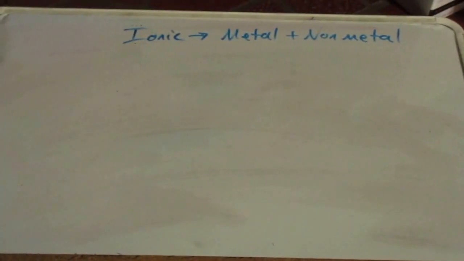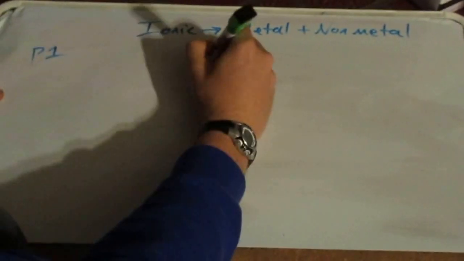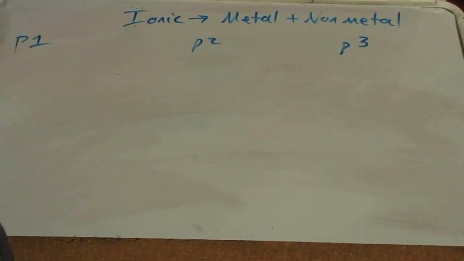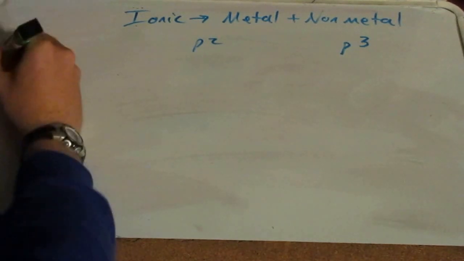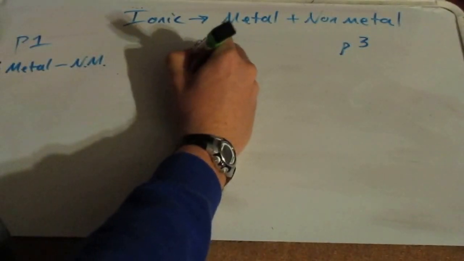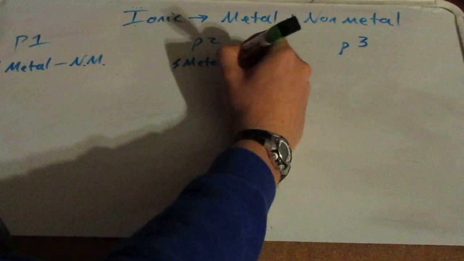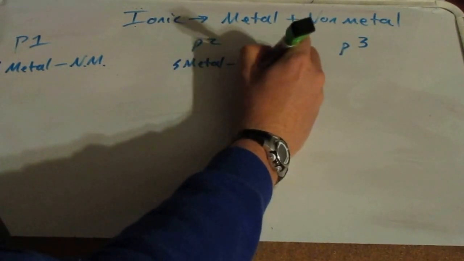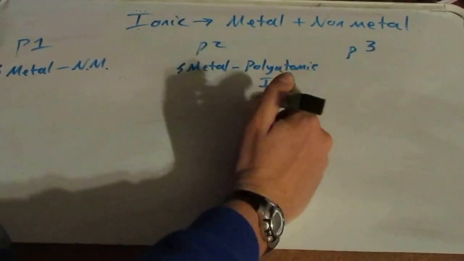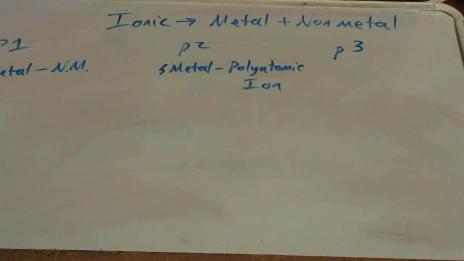And I like to think of them having 3 different parts, again, which I have called phase 1, phase 2, and phase 3. Phase 1 ionic naming is simply an S metal and a non-metal, which I'm going to abbreviate NM. P2 is going to be an S block metal with a polyatomic ion. Again, these are on the back of your periodic table. Don't forget about those.